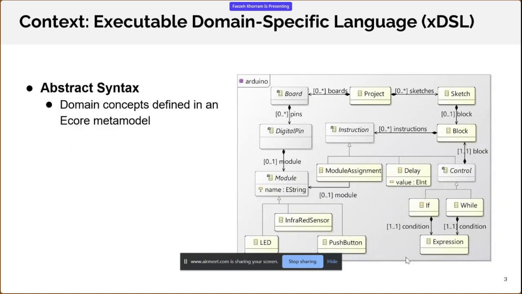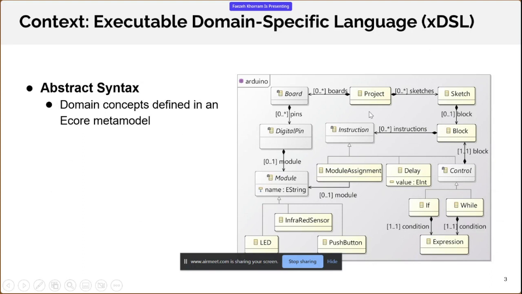As I said, we are working in the context of xDSLs. In the definition of an xDSL, one part is the abstract syntax, of course, that defines the domain concepts and the relationships between the concepts. We consider that the abstract syntax is defined using an Ecore metamodel, which is one of the most popular ways of defining it. For example, on the right side, you're watching the Ecore metamodel of the Arduino DSL.